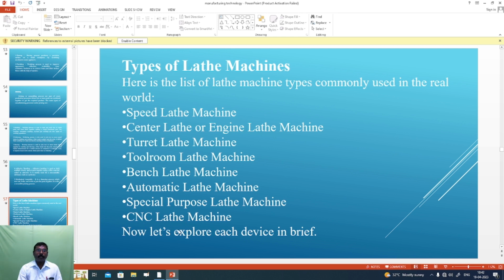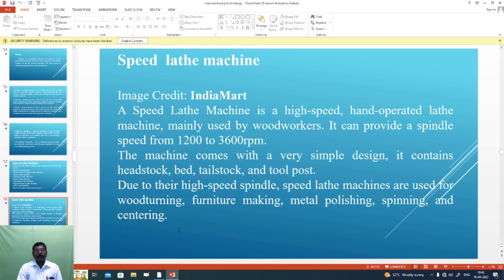And types of lathe machines. Here various types of lathe machines that are used in the manufacturing process. First one, speed lathe machine, then center lathe or engine lathe machine, then turret lathe machine, then tool room lathe machine, then bench lathe machine, then automatic lathe machine, then special purpose lathe machine, then CNC lathe machine. So these are the various types of lathe. First one, speed lathe machines.